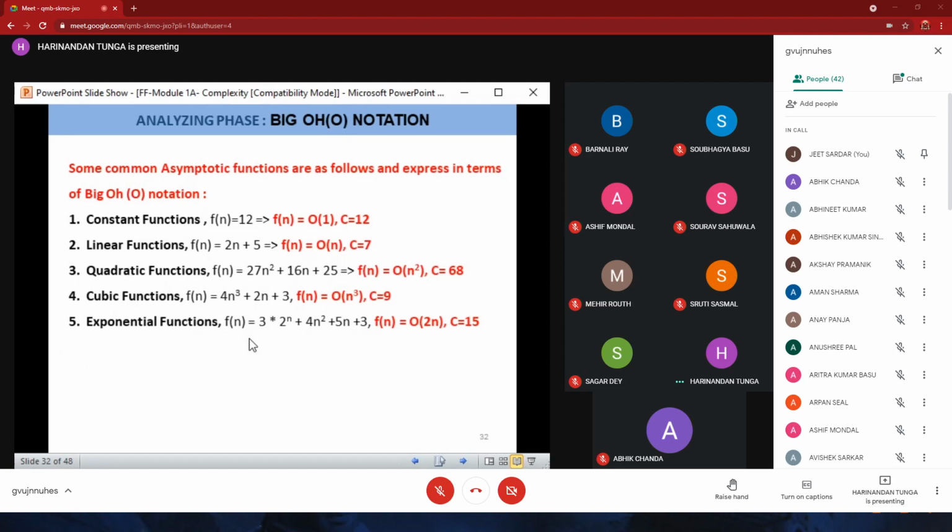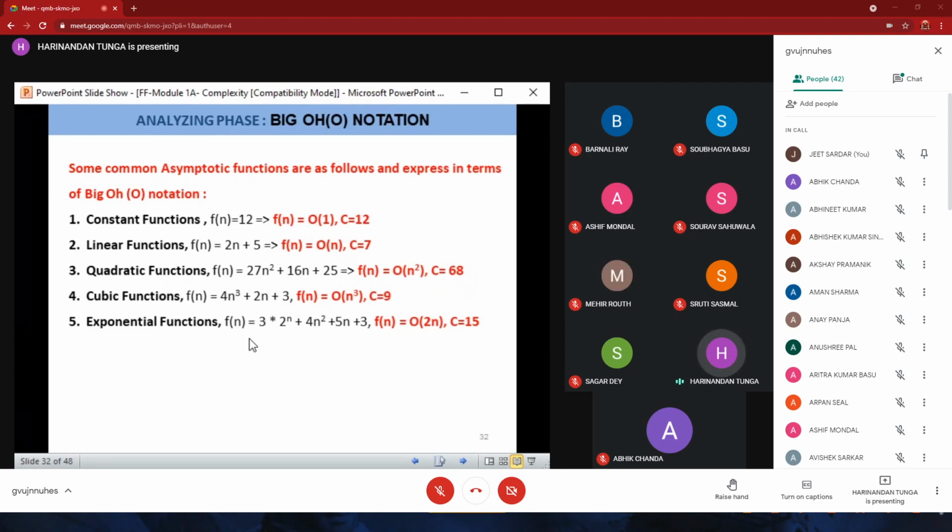Some common asymptotic functions are as follows, expressed in terms of Big-O notation. The constant function f(n) equal to 12. Say for an algorithm, how much time is required? At first, find the execution time, as we learned in the last class how to calculate the execution time from the algorithm. Suppose f(n) equals T(n) equals 12, and then express it in terms of asymptotic notation. Otherwise, you cannot find the efficiency of the algorithm.